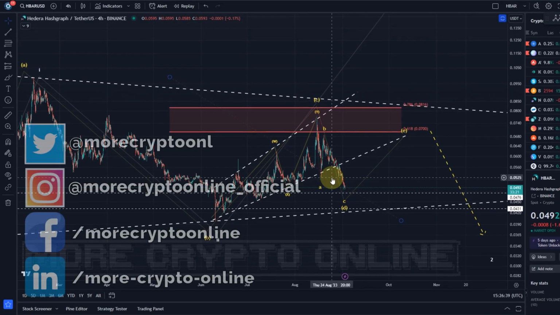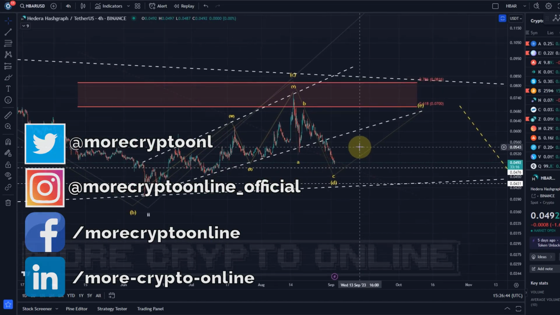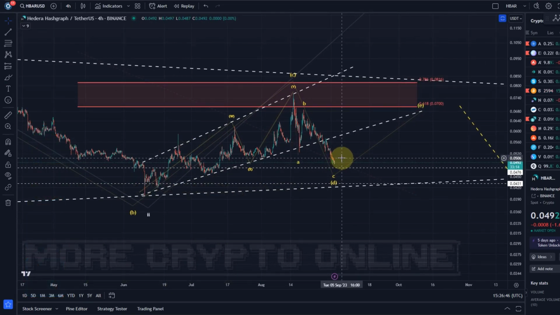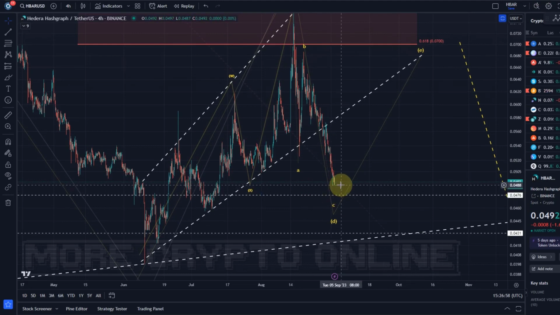HBAR has followed our analysis and is just falling, doesn't show any reaction. We also didn't expect a reaction until price would get to our target at 4.8 cents pretty much. So we are nearly there now, or 4.76 cents I've got on the chart. We have now already arrived at 4.87.